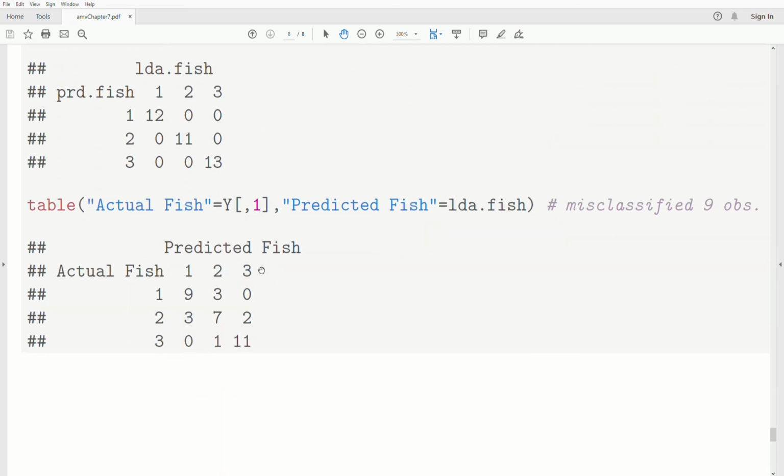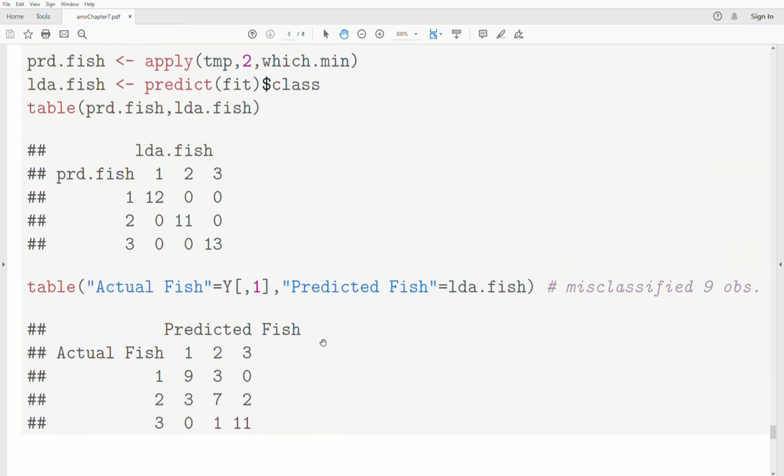Now let's look at the actual values in our data against the predicted values, and notice that we misclassified 9 observations. So the actual fish cooking method was 1, but we predicted 3 of them were method 2 when it should have been 1. And so you can see that there's 6, 7, 8, 9 observations misclassified.